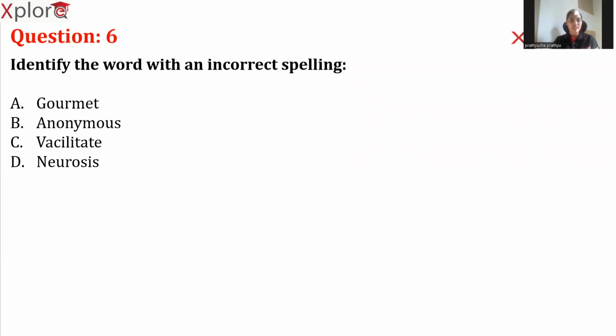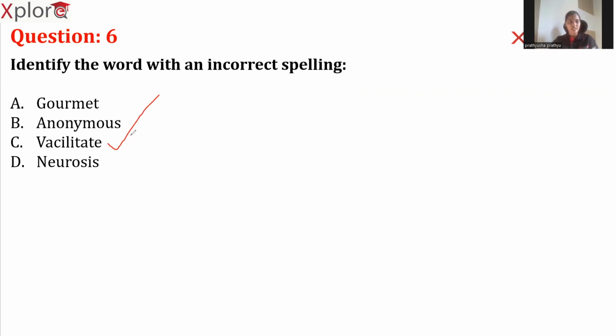Identify the word with an incorrect spelling. Gourmet, anonymous, vacillate, neurosis. The incorrect spelling given here is option C. It is vacillate.